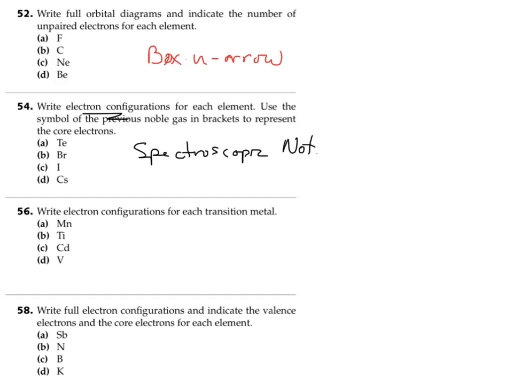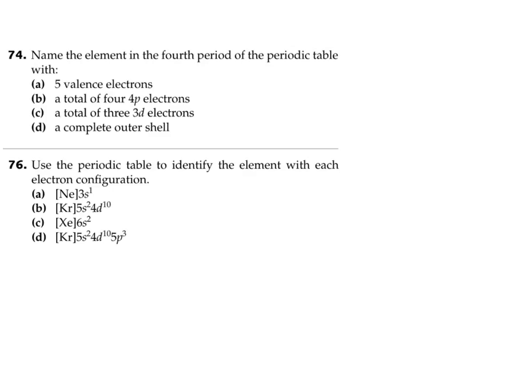And then 56 is, again, spectroscopic notation, transition elements. 58 is electron configuration and indicate the valence electrons and the core electrons. Okay? That's not too bad. And then the next one looks like this.